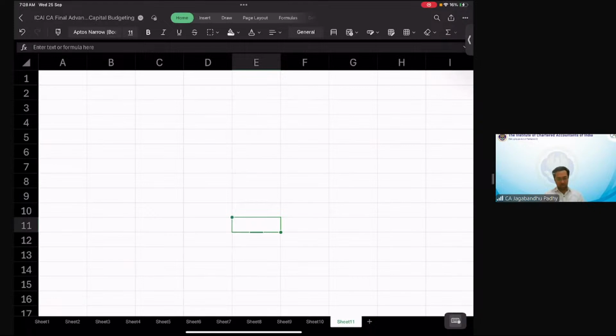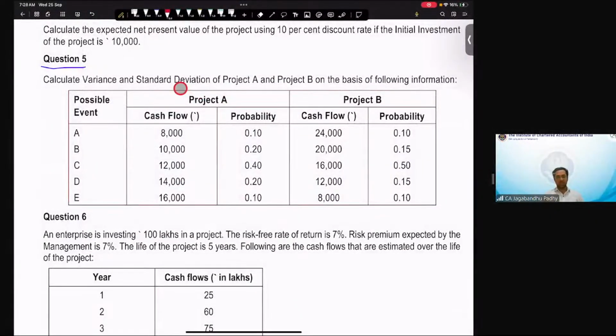In this question number 5, what we find is we have the cash flows with their respective probabilities, right? So we will be able to calculate the variance and standard deviation of the cash flows and not of the NPV. Moreover, we cannot calculate the NPV because when you have cash flows, you need the discount rate, right? So let's try to solve it together, guys, one by one.